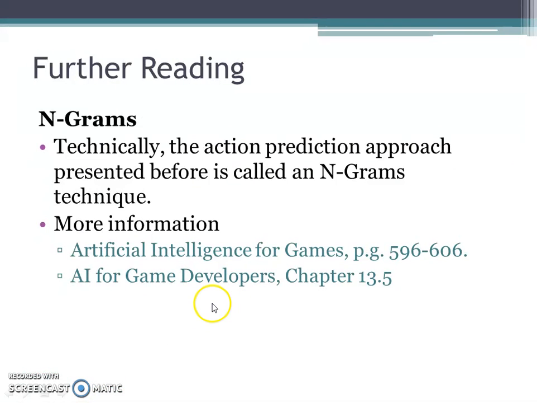So what you notice from the previous example is that you can actually predict actions given the previous 2 actions, and the technique that we saw just now has a technical name, called n-grams. This is a technique that we've discussed, and if you want to find more information and examples, you can refer to these 2 books under these page numbers. This technique is very useful for action prediction, and you might want to give it a try if you're writing a fighting game.